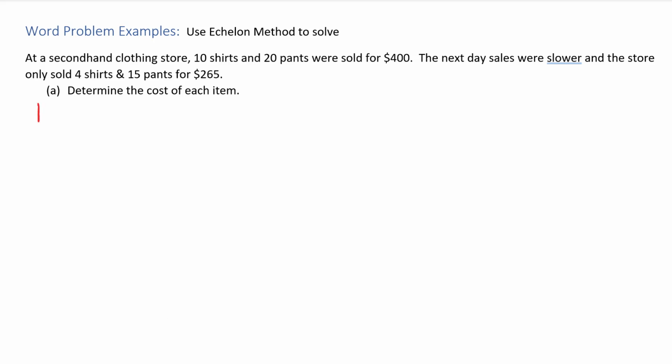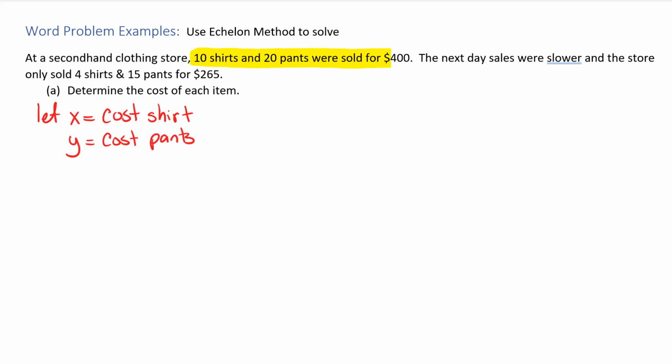So to find the cost of each item, we're going to let x be equal to the cost of one of the two items. In this case, we'll say shirts first. So cost of a shirt. And then y be the cost of a pair of pants. Okay? I have two data points here. I have 10 shirts and 20 pants sold for $400. So if I write that in an equation, that gets me 10 times the cost of a shirt plus 20 times the cost of the pants, which we say was y, equals 400.